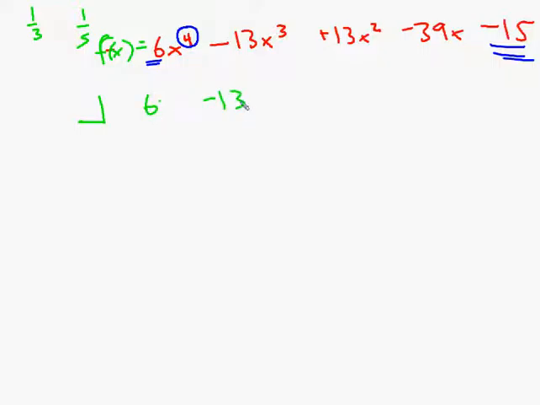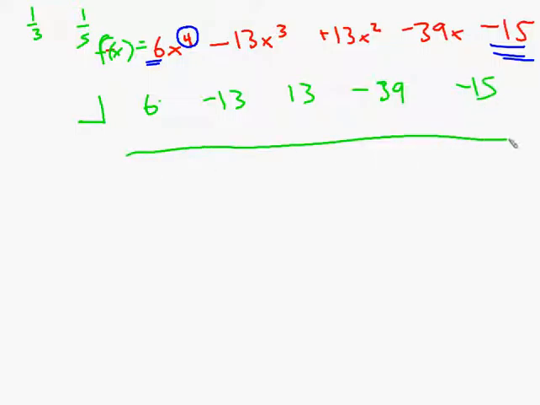6, negative 13, 13, negative 39. Remember doing this? Negative 15. And if we get 0, that means we have a root. Now, it's plus or minus, so I'm going to have to test for a negative and positive. Let's test the negative 1/3. See if that's one of them.